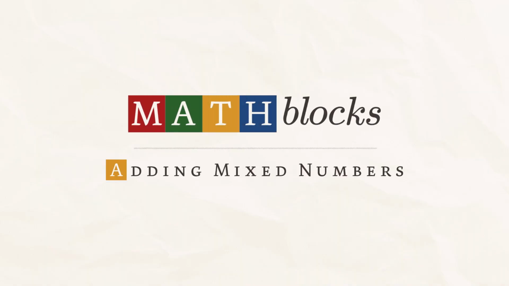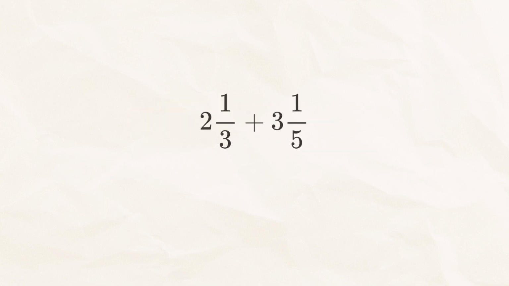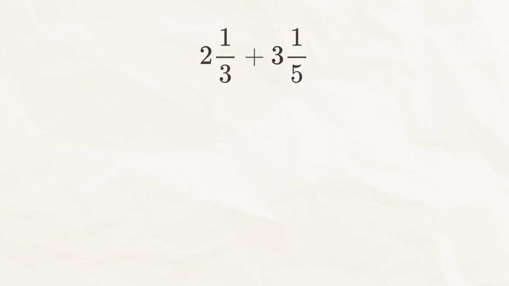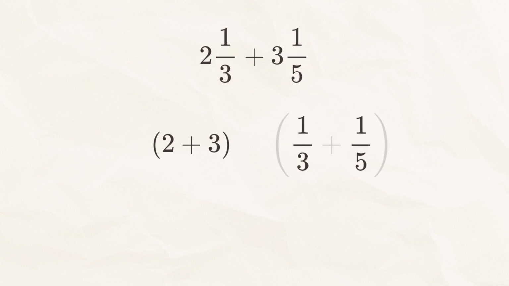Adding mixed numbers. Suppose we want to add two mixed numbers, like 2 1/3 plus 3 1/5. We can do this by separating the whole number parts and the fractional parts and adding them separately. So we can take the 2 and the 3 and group them here. Then take 1/3 and 1/5 and group them here. Then we add them all up.